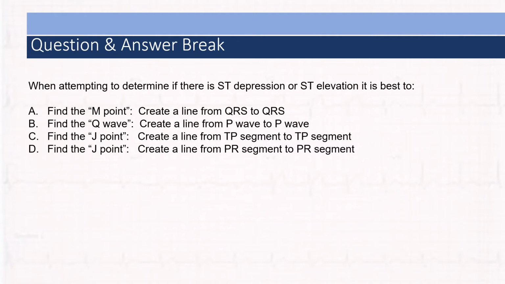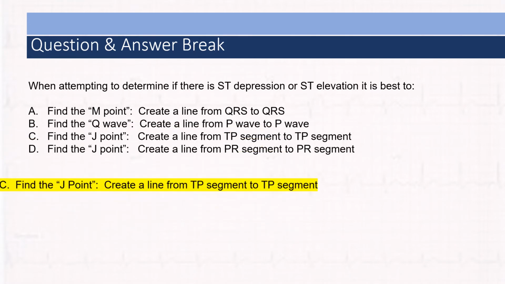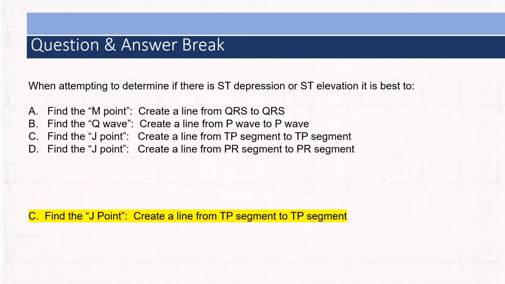When attempting to determine if there is ST depression or ST elevation, it is best to: A. Find the M point, create a line from QRS to QRS. B. Find the Q wave, create a line from P wave to P wave. C. Find the J point, create a line from TP segment to TP segment. D. Find the J point, create a line from PR segment to PR segment. If you answered C, find the J point, create a line from TP segment to TP segment, you are correct.